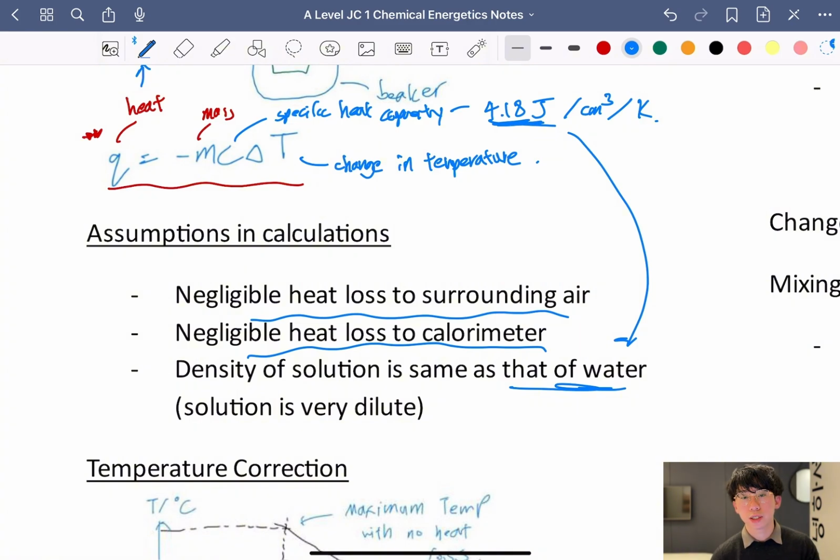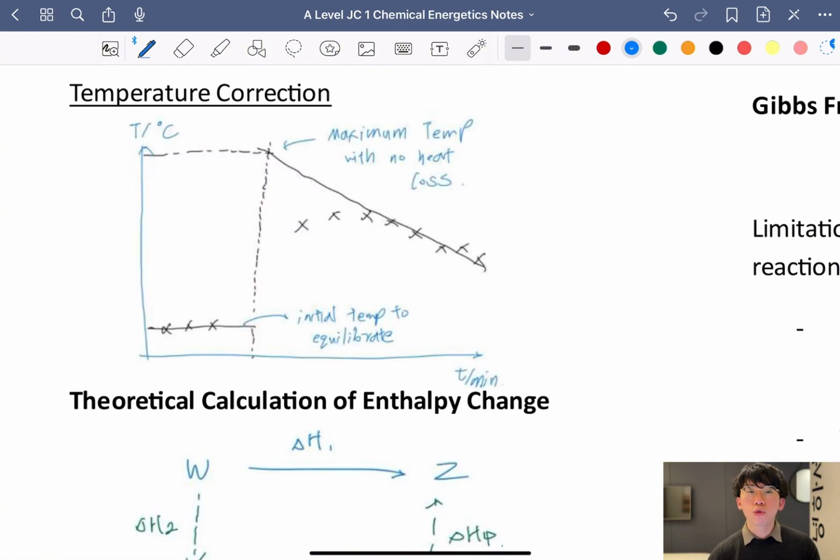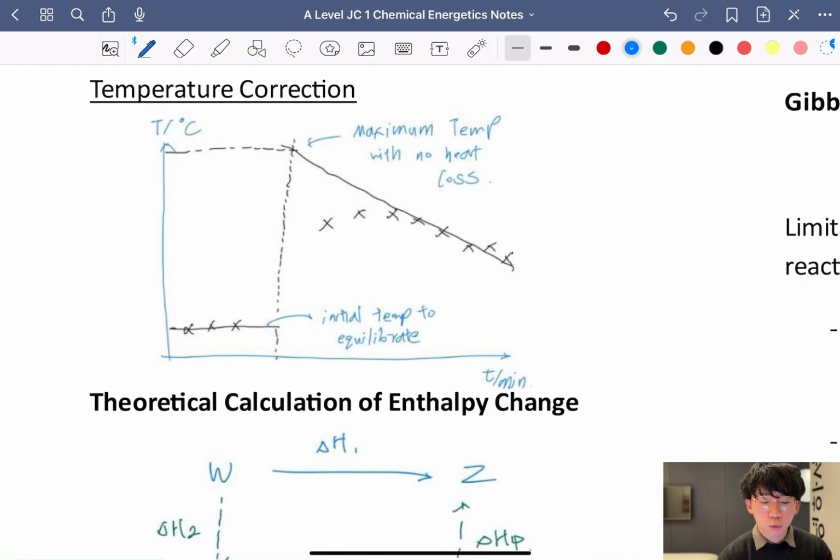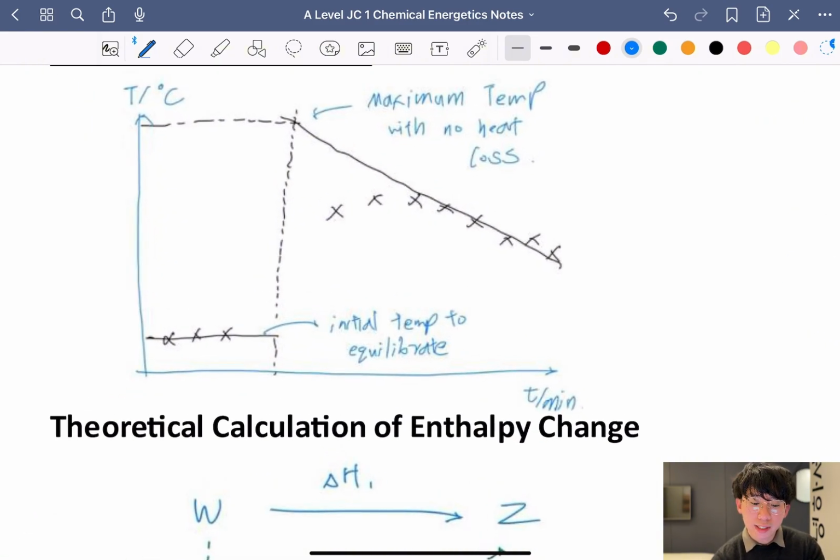Next up, whenever we do a practical or experiment with heat changes, we always have to do something called temperature correction, because in reality, heat is actually lost to the surroundings, and as a result, we need to account for that. Here's a typical graph that you would see, with all the axes in black. One would normally draw a graph that goes something like this.